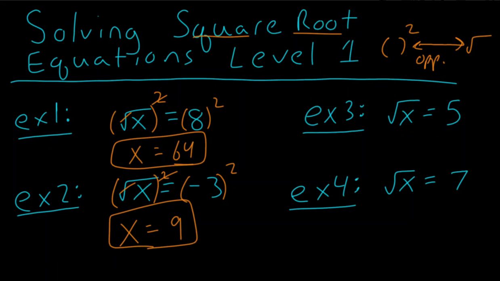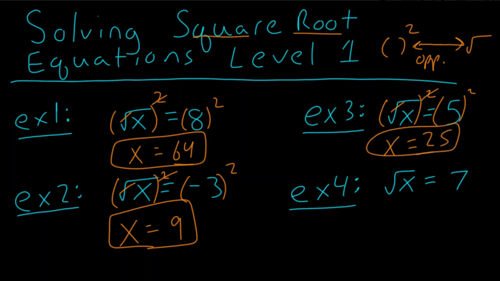Easy. Let's move a little faster. Example 3, we have the square root of x is equal to 5. How do you get rid of a square root? Well, you take the square. What we do to the left, we do to the right, and the square root and the square cancel, and x is equal to 5 squared, which means 5 times 5, which is, of course, 25.